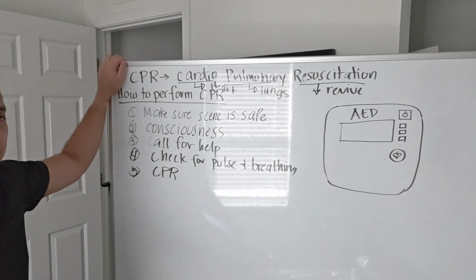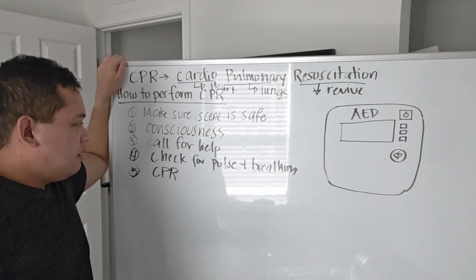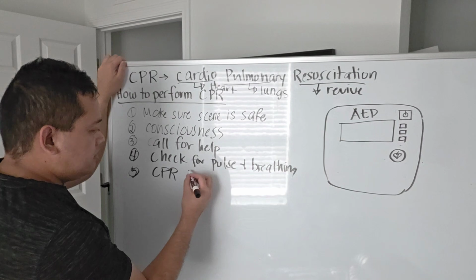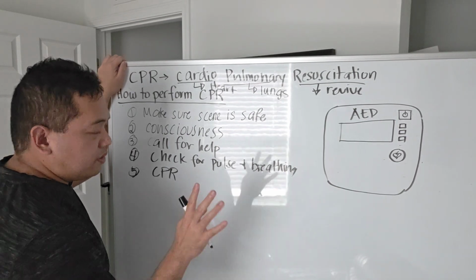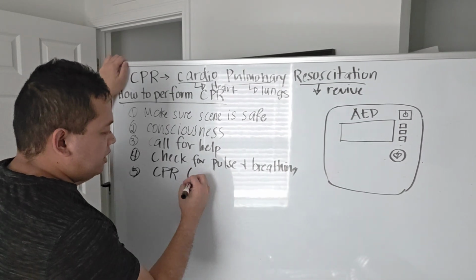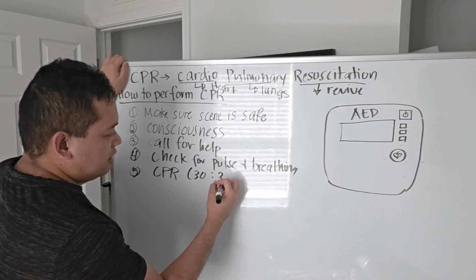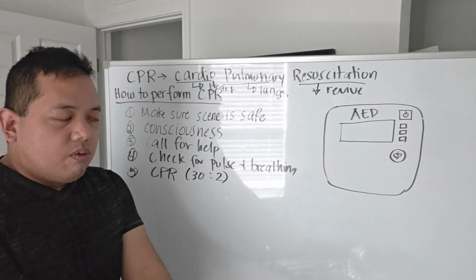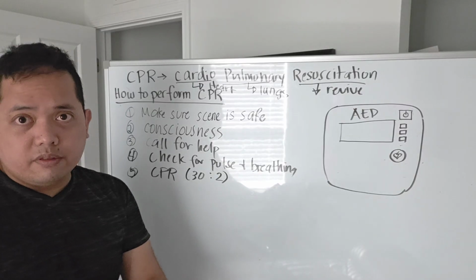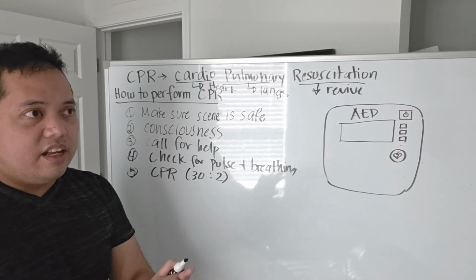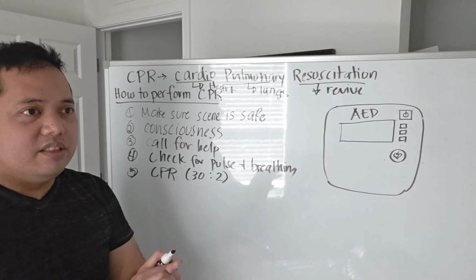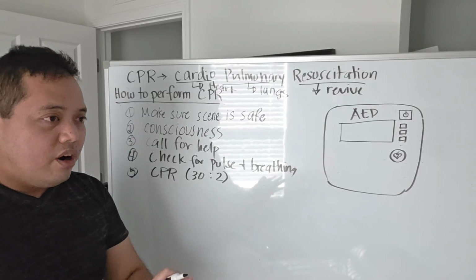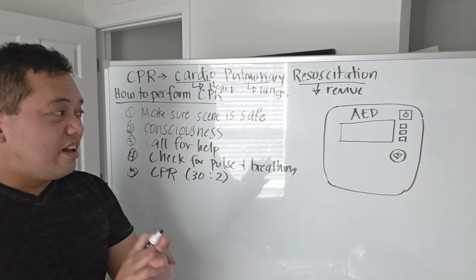So CPR, you're gonna start compressions on that person, right? So the ratio of compressions to breaths is 30 compressions to 2 breaths. So that would be like 1, 2, 3, 4, 5, up to 30.